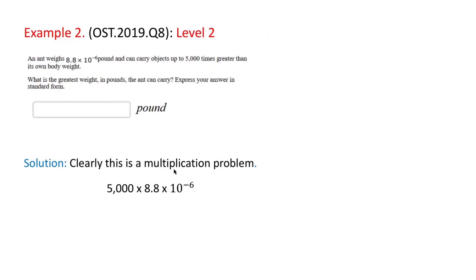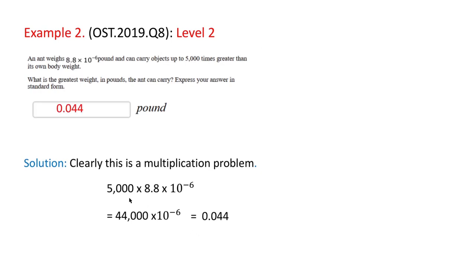So this will stay as is for now. We are multiplying 5,000 times this. You get 44,000 times 10 to the negative 6. So you have a decimal point here. You move it 6 positions to the left. 1, 2, 3, 4, 5, 6. You get 0.044. So that's the answer.